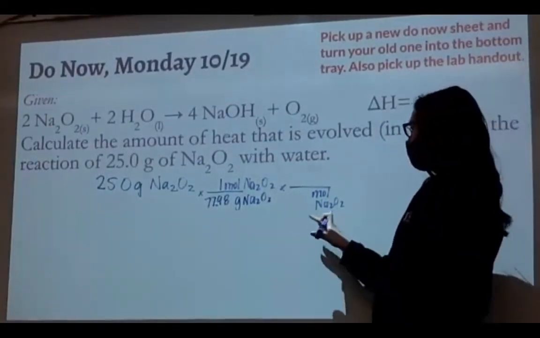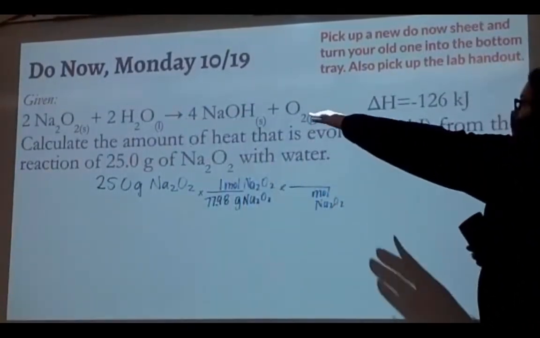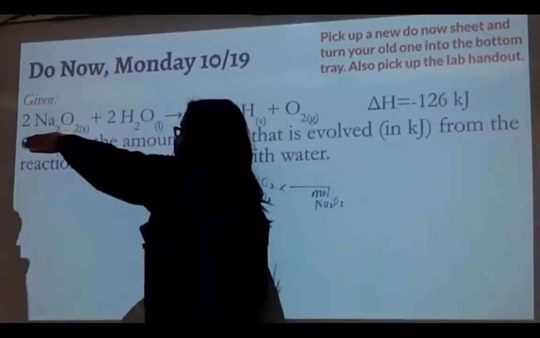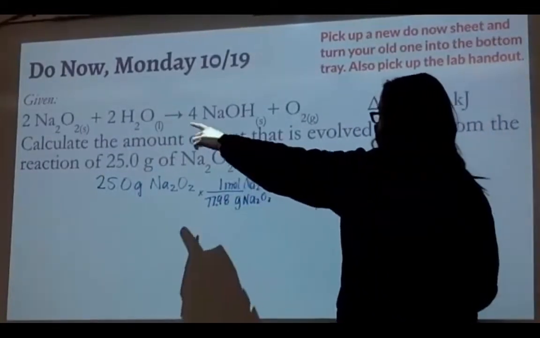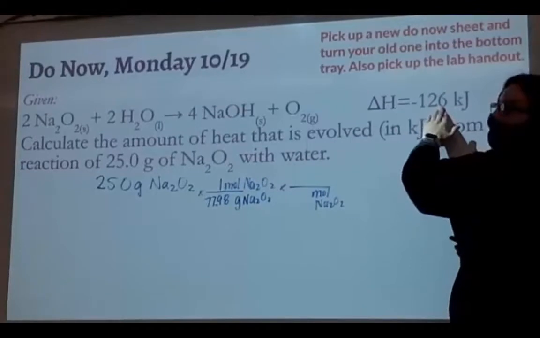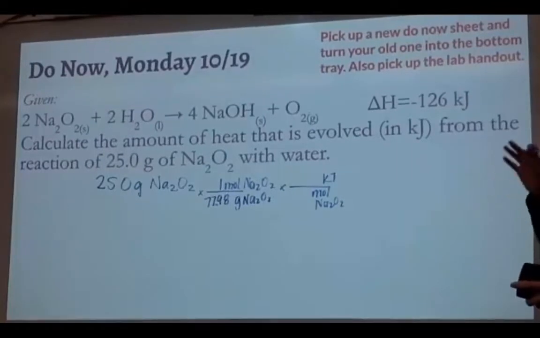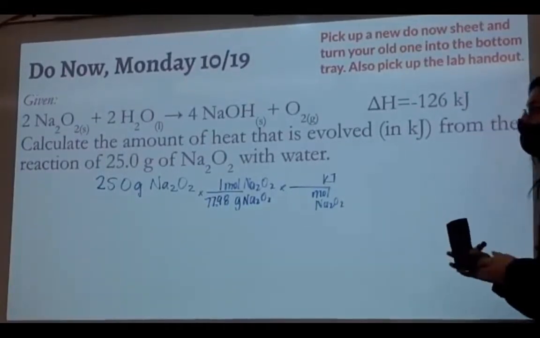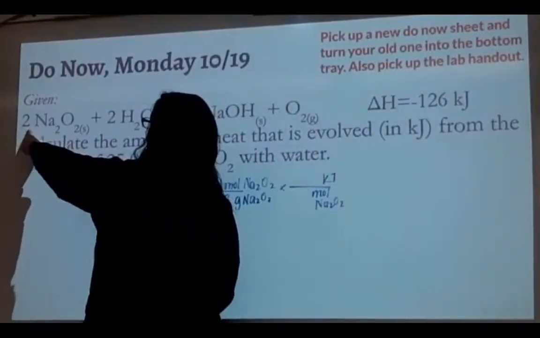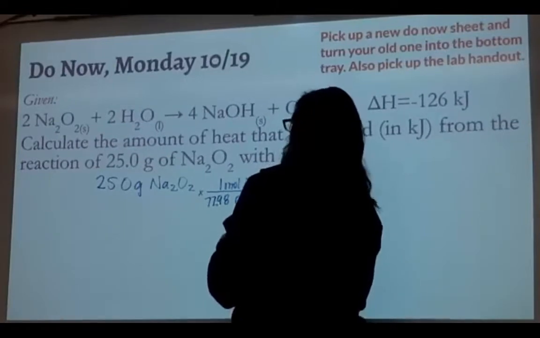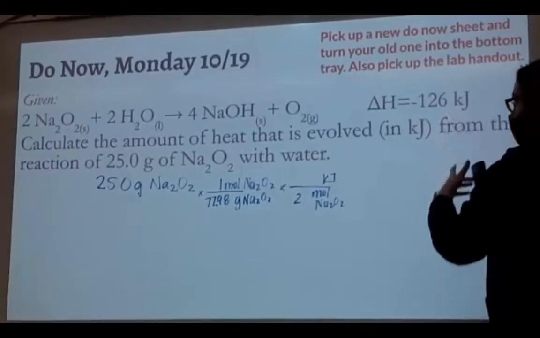But instead of a mole to mole ratio, I have this balanced equation up here. All of my coefficients represent the moles of reactants or products, but I also have this delta H value. So I'm going to go from moles of Na2O2 to kilojoules. And so to go from moles to kilojoules, I'm just using the molar heat ratio. So for every 2 moles of Na2O2, because there's a 2 in front, it releases 126 kilojoules of heat.